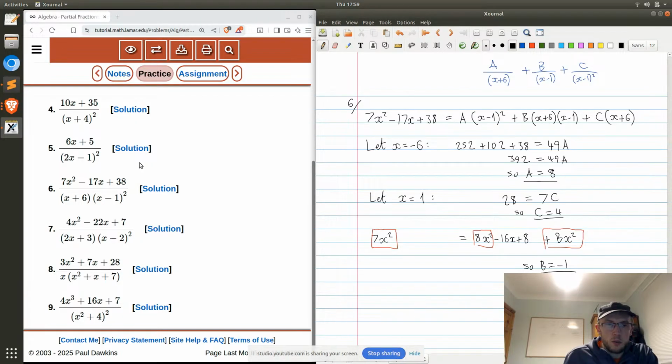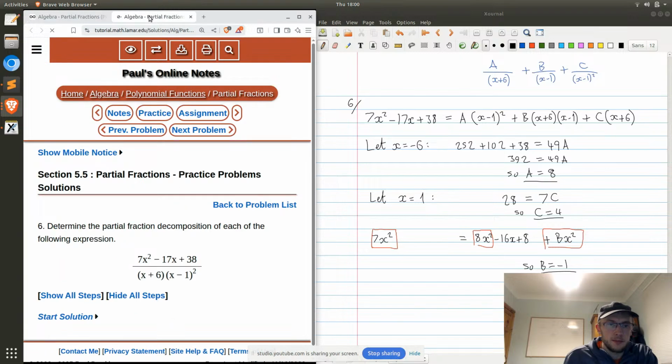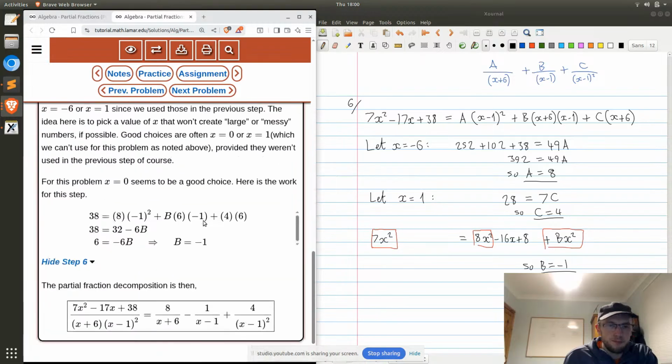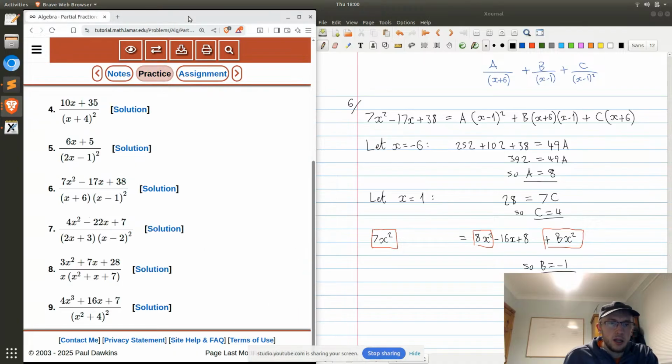And so now we must check. Now we must check. Okay, so that's exactly what I wanted. 8, negative 1, and 4. And that's good.